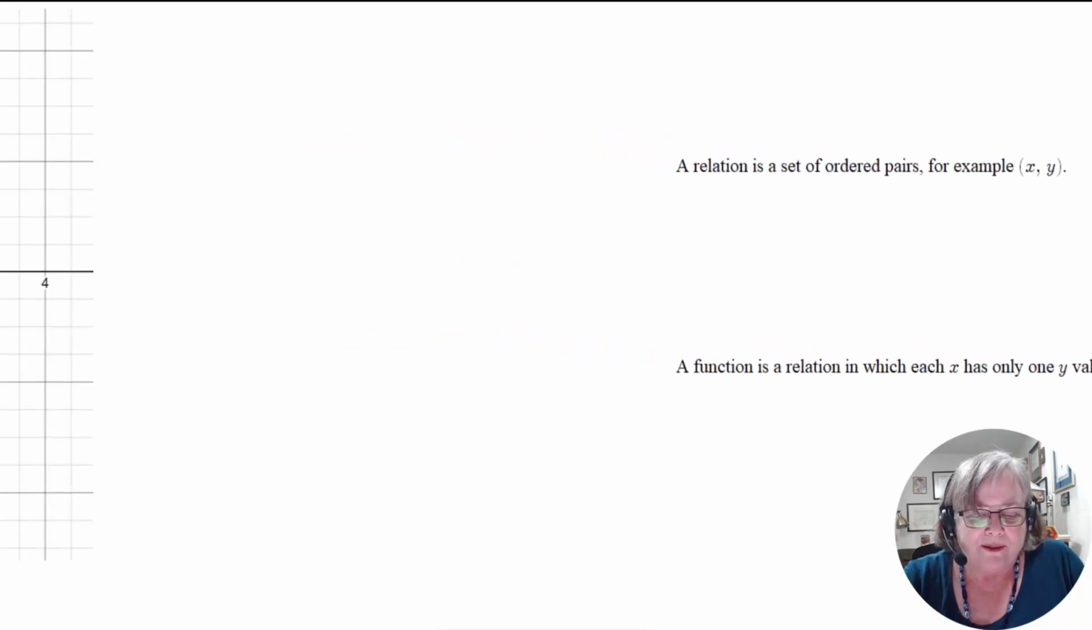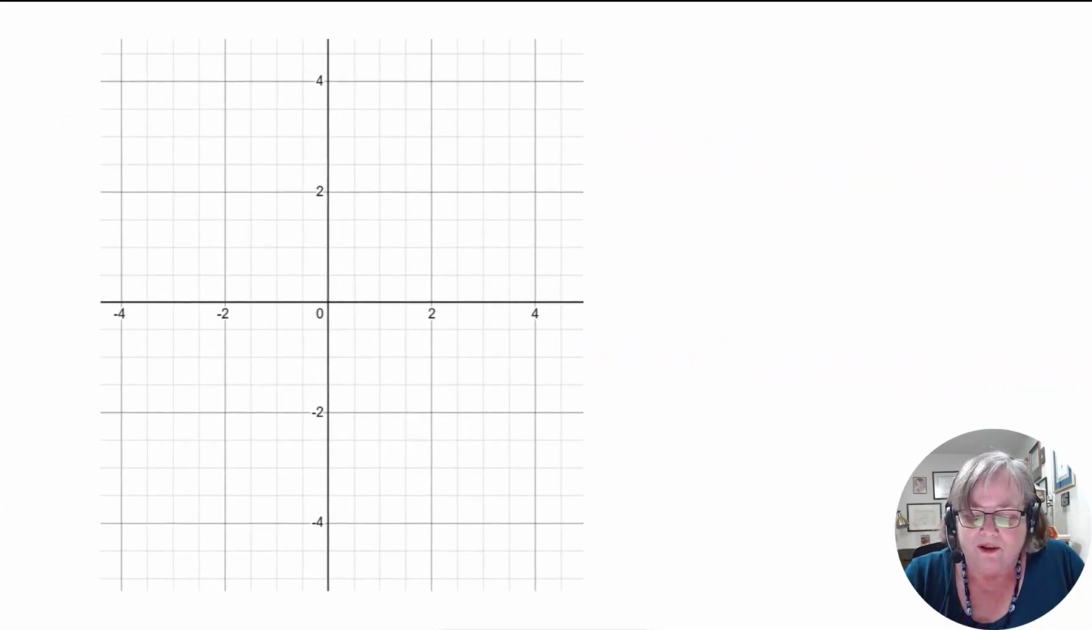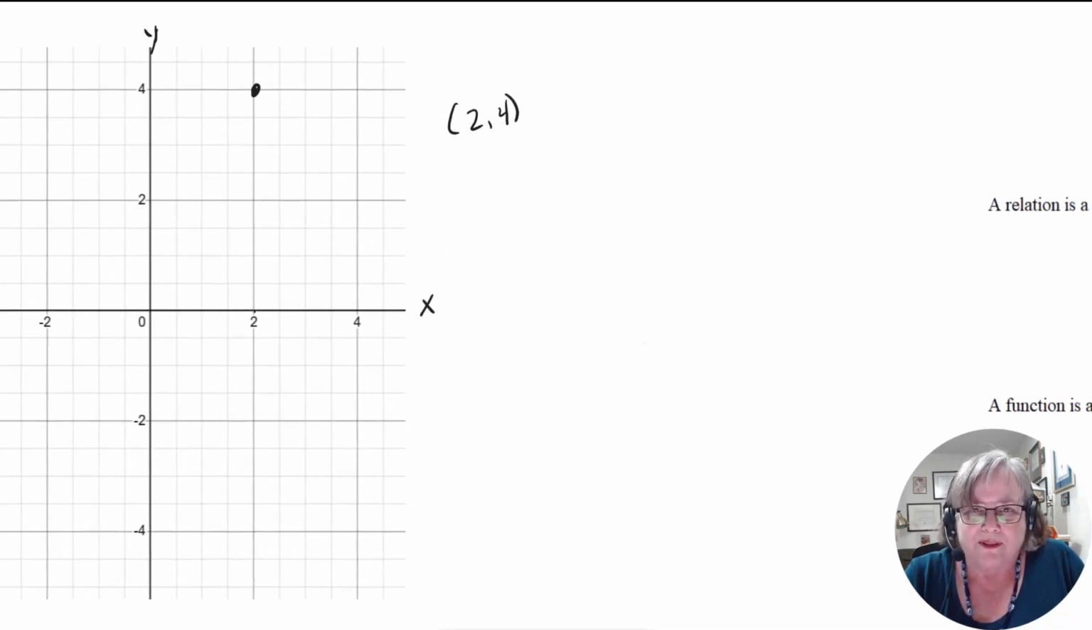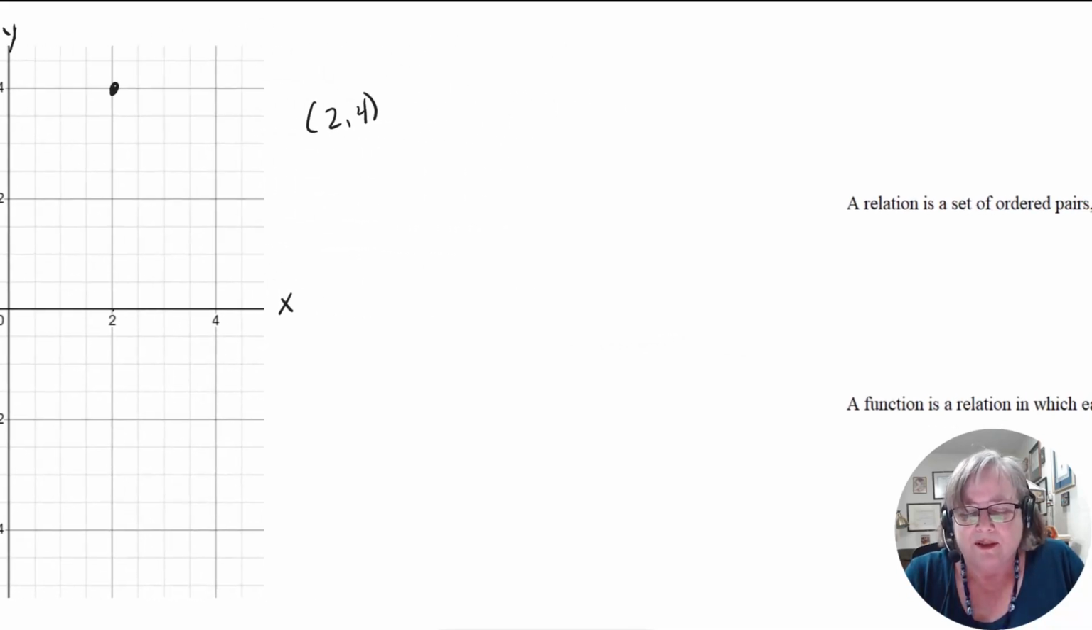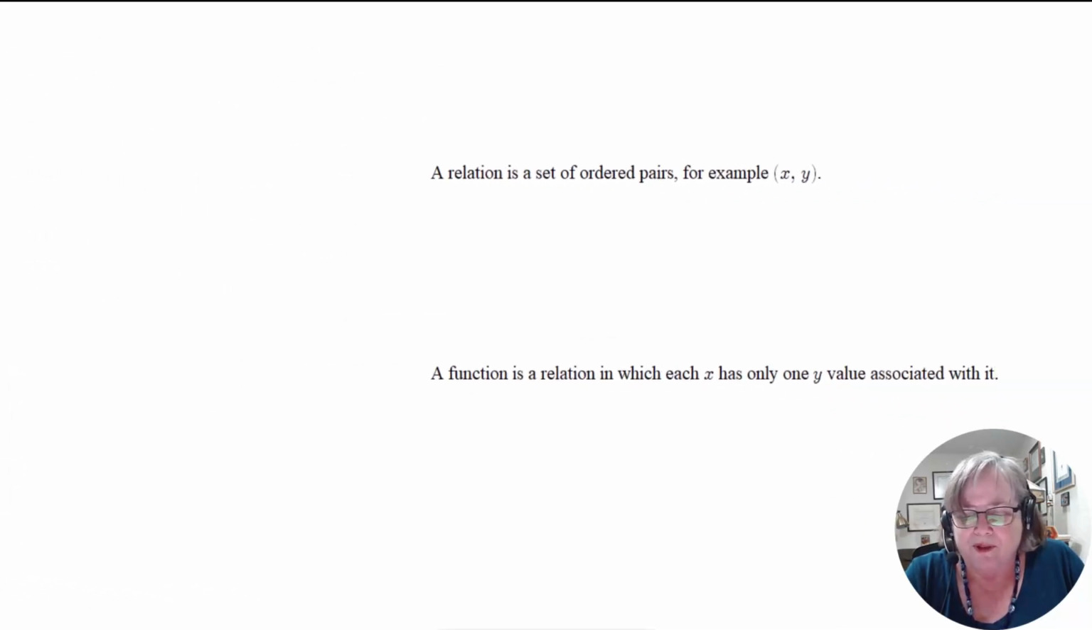And you would plot these points over here on a graph where you would have an x-axis and a y-axis. So that if you had the point (2, 4), you would go 2 over and 4 up. And that would be a point right there. So the first number says how far to go in the x direction. Second number says how far to go in the y direction.